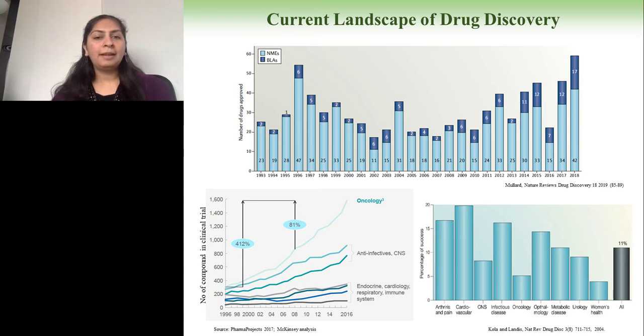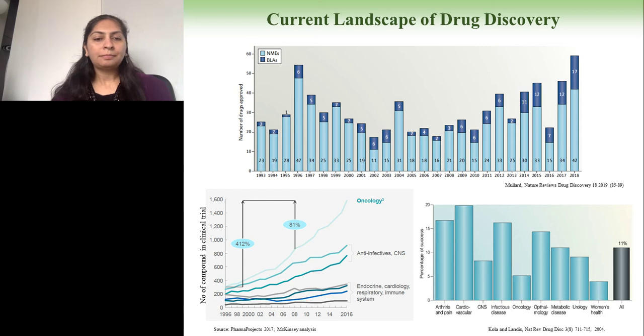Just to give you the current landscape of drug discovery, as you can see from 1993 to 2018, there is an increase in the number of new molecular entities or biological entities filed to the FDA for drug approval. 2018 was the highest, where we saw 14 new drug applications and 17 biological applications for drug approval, and that's huge. If you look at the overall trend of drug discovery, especially oncology saw the highest number of drug approvals or drugs entering clinical trials.